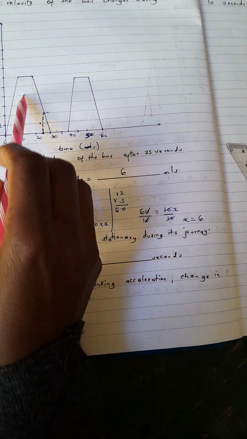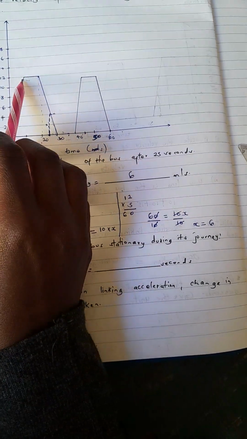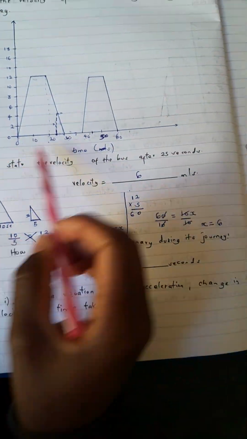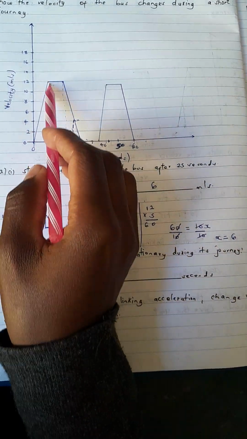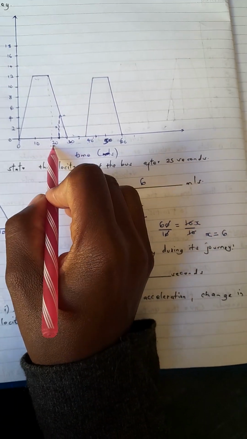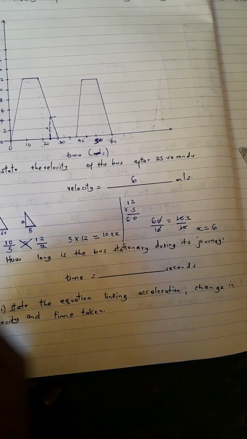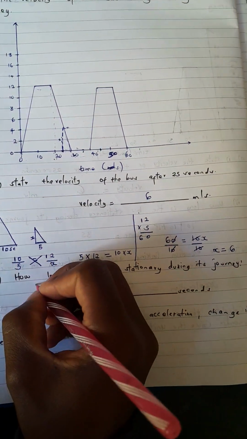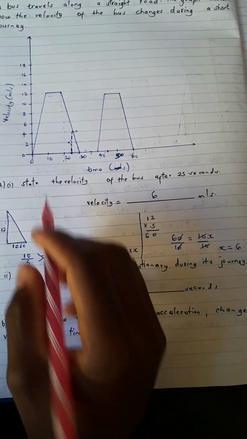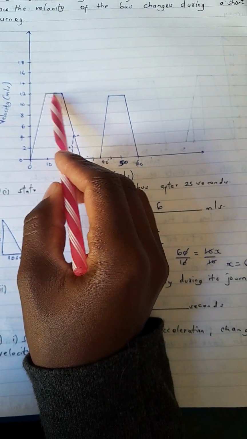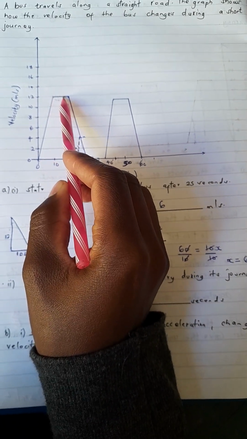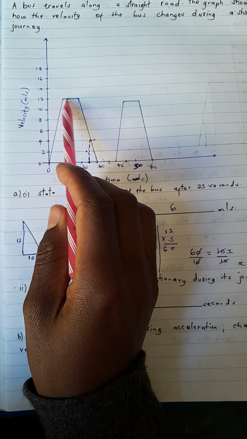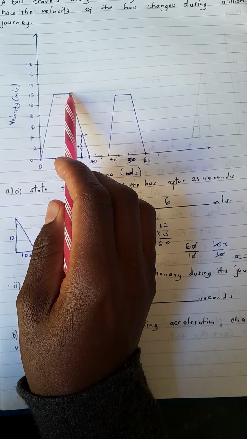So this is it. The bus started from this point and it stopped here. For how long do you see? If we consider this and this one, this is at point 20 and this is at point 10. So it is 20 minus 10, that is 10 seconds. The reason I took this 10 is because it means the bus is at rest. It is not moving. So it is at constant velocity.